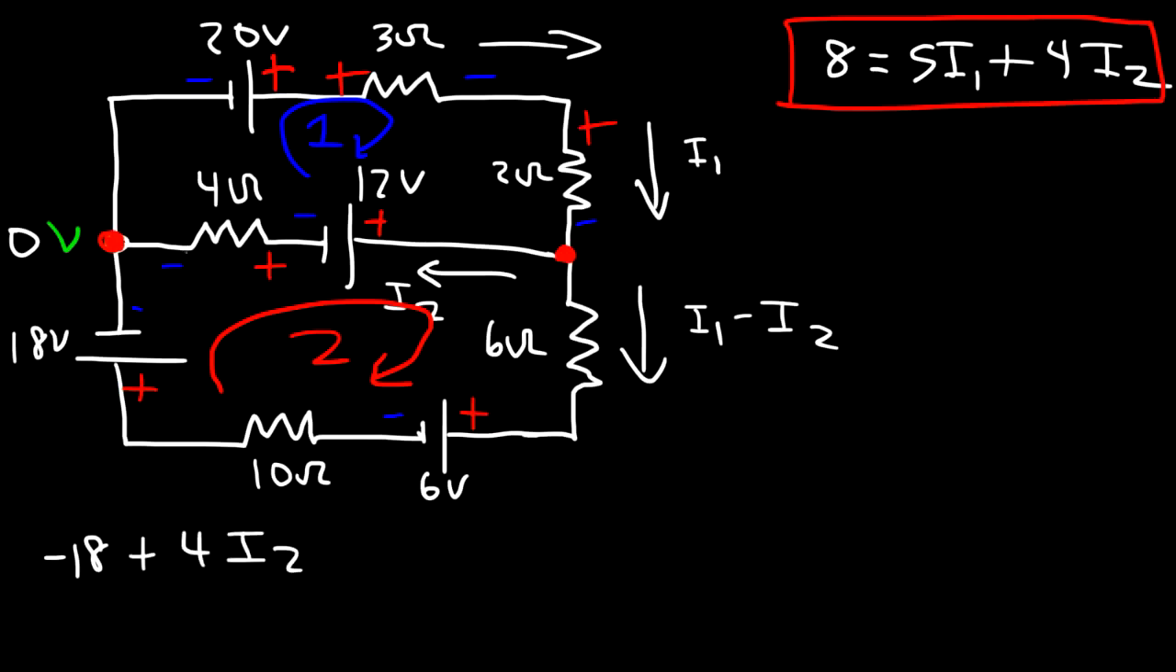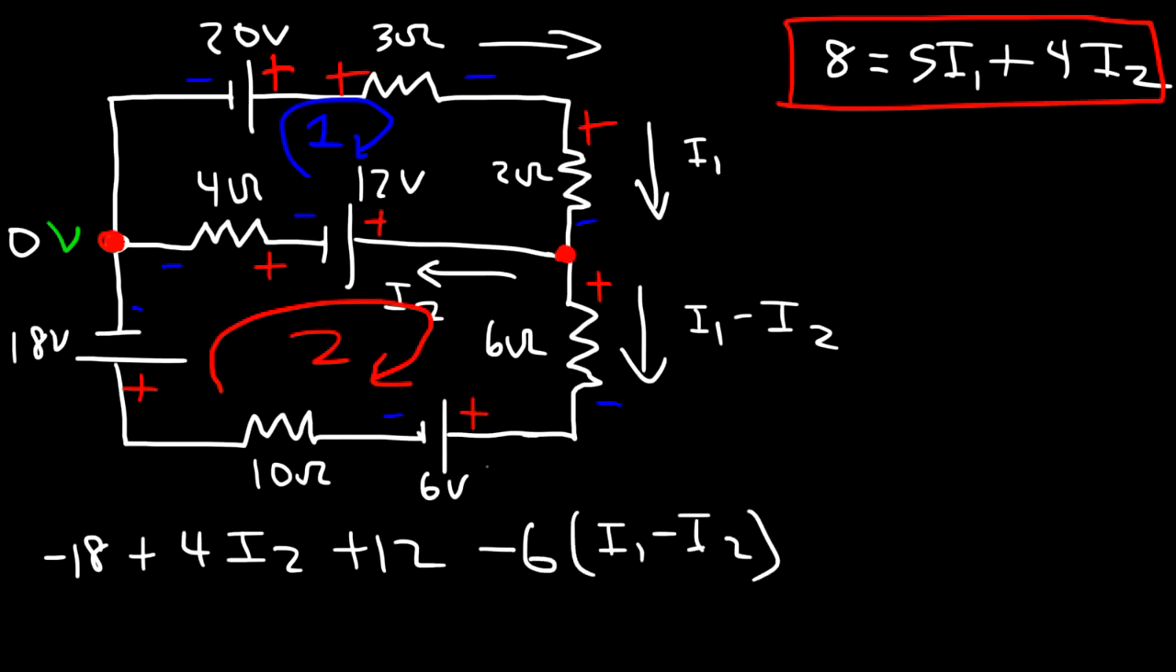And then as we follow loop 2, we're traveling through the 12-volt battery from negative to positive, or towards the higher potential. So that's a voltage lift of 12 volts. And then we're going to follow through this resistor, which is in the direction of this current, which we define to be that way. So we're going from positive to negative in the direction of the current. So that's a voltage drop, and that's going to be negative 6 times I1 minus I2.